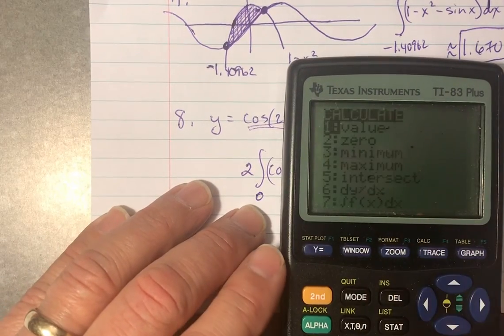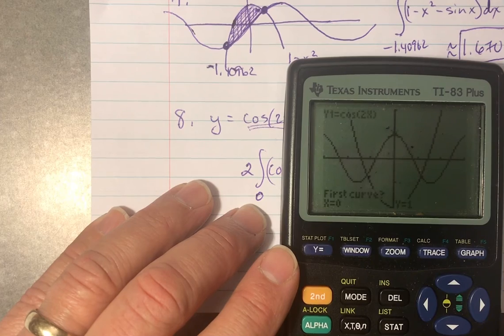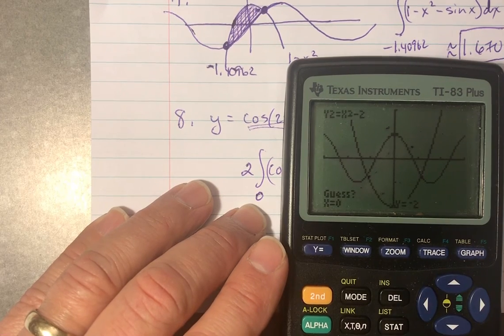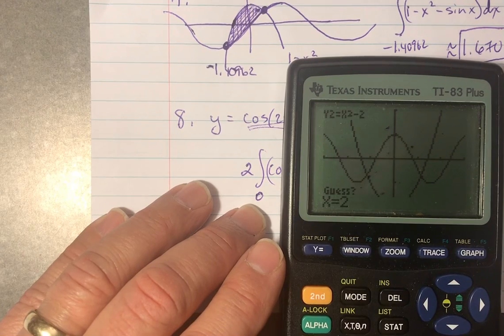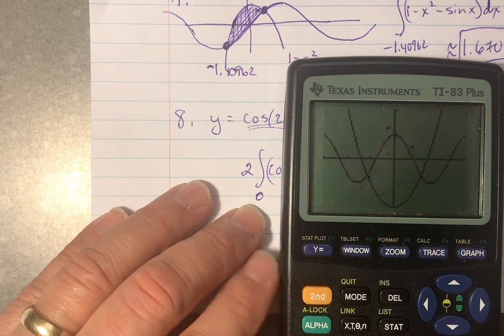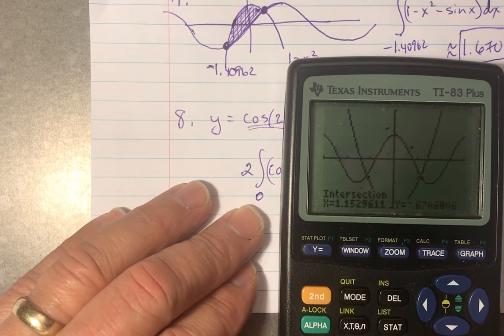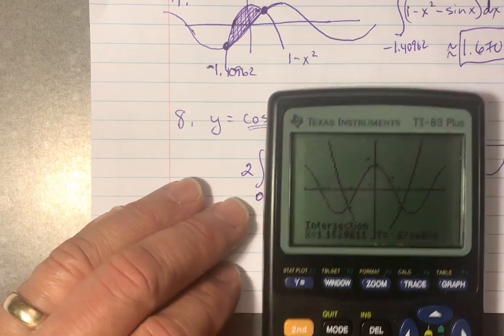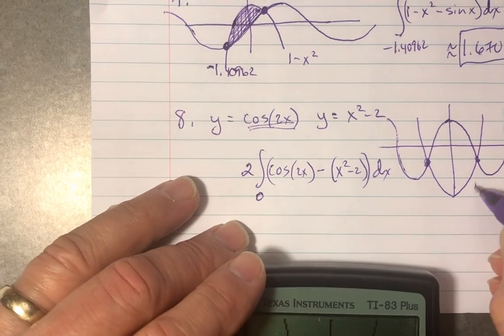Let's do second trace, 5, enter, enter. I'm going to give it a guess, let's say 2, and when I get this value, it turns out to be 1.15296.